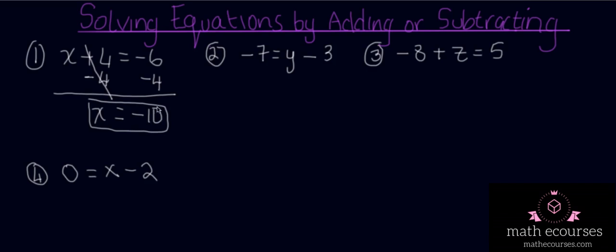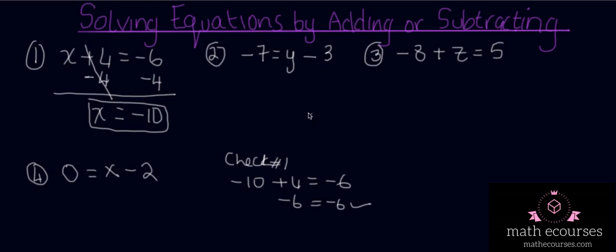You can always check this by plugging it back in. So if I was to check that one, number 1, I would replace the x with a negative 10 plus 4 to see if that equals negative 6. Negative 10 plus 4 is negative 6, so we see that it is correct. You can check all these, but I'm just going to go ahead and solve them.